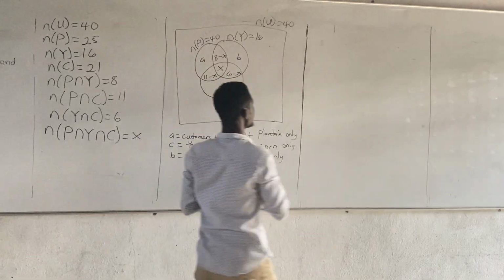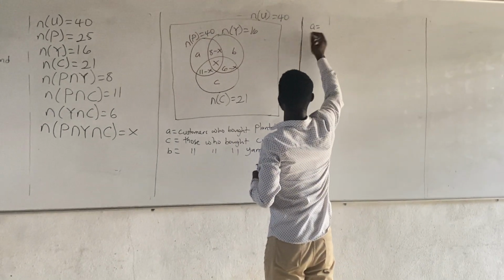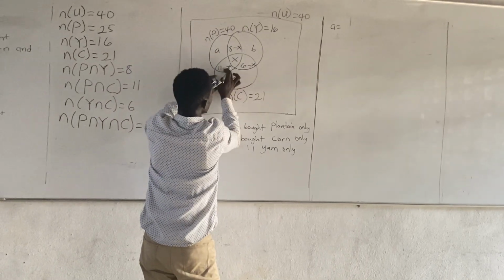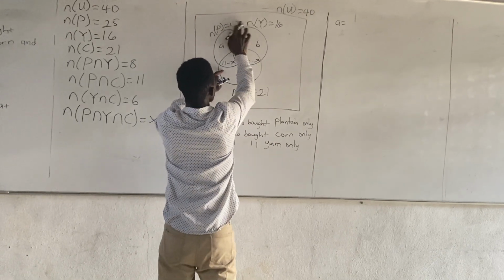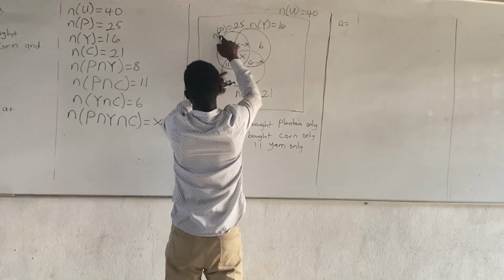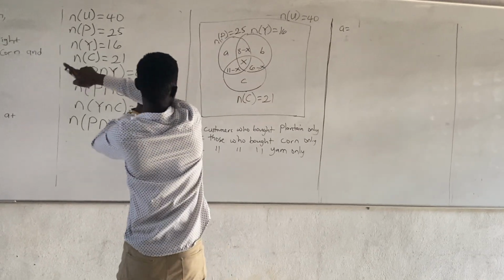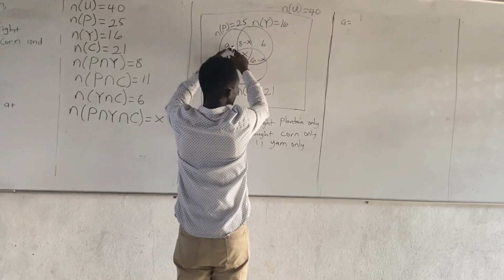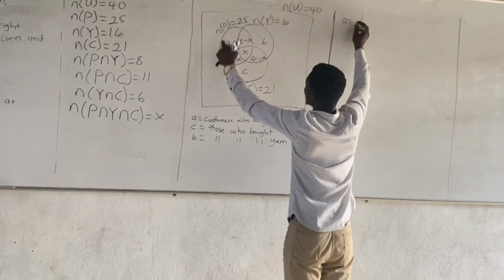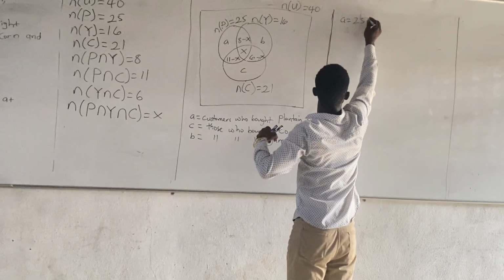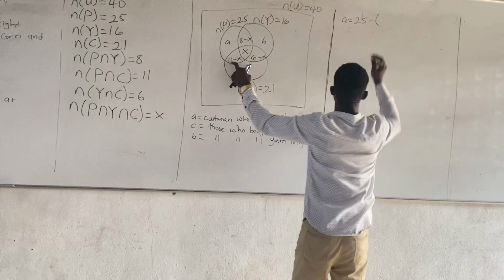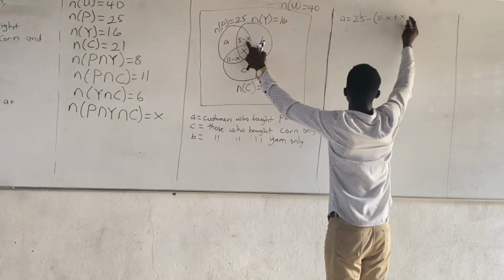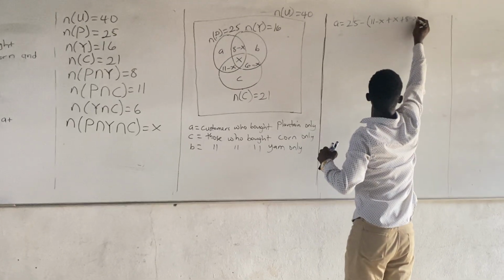So we can find A by saying, now A is part of this circle, and this entire circle here should be 25, not 40. The number of customers that bought plantain is 25 in the question, so this is 25. The 40 is for the universal set, so please take note of that. So A equals the whole circle, 25, minus the remaining 3 regions. This is 11 minus x, plus this one x, plus 8 minus x.